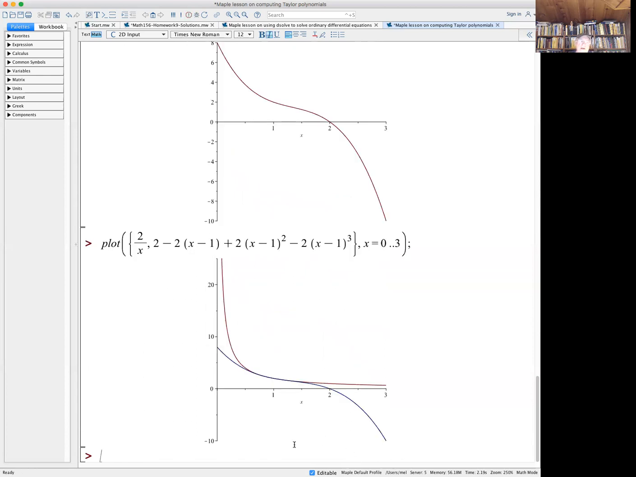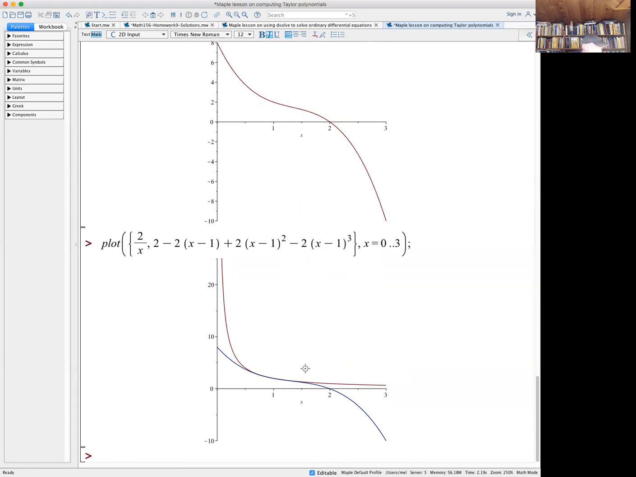Now that's fantastic. So here, you see the red is 2 over x. The blue is this polynomial of degree 3. And we're approximating the function around 1. And you can see in this interval, the red and the blue functions seem to almost coincide. It's such a good approximation. That's the whole point of the Taylor polynomial.